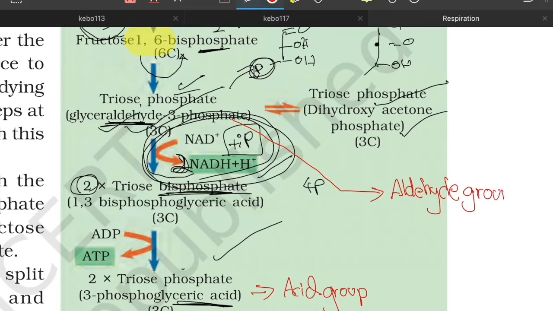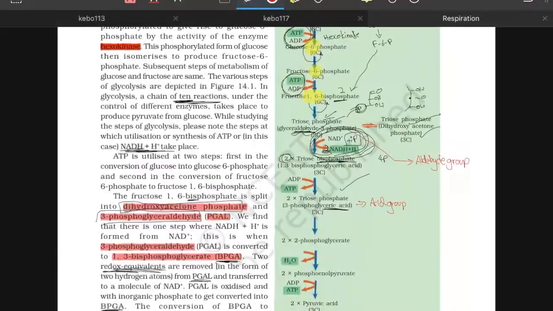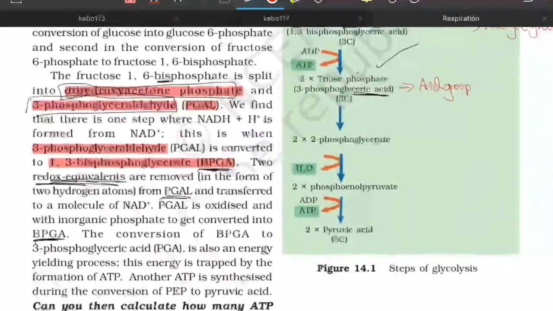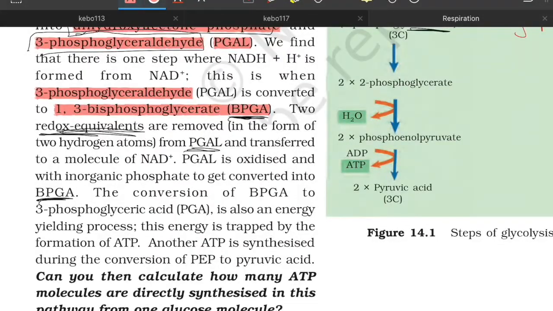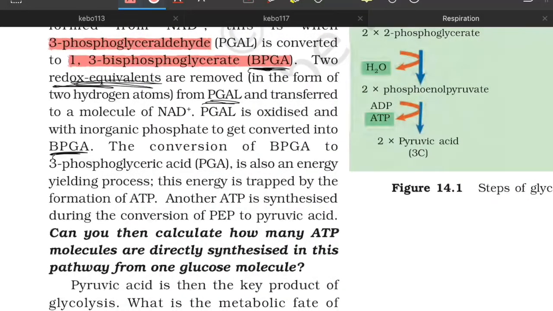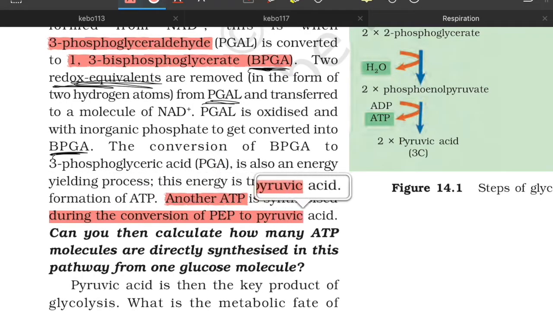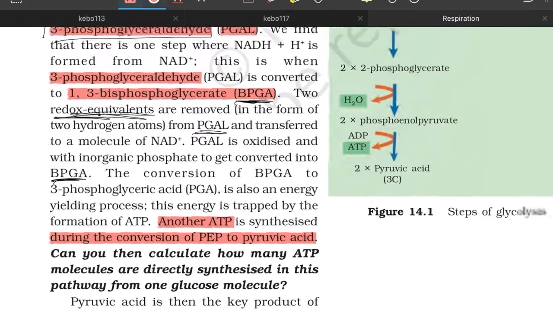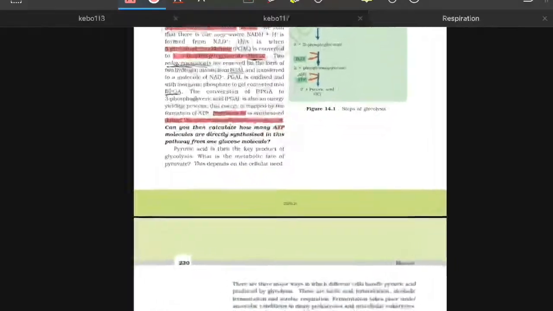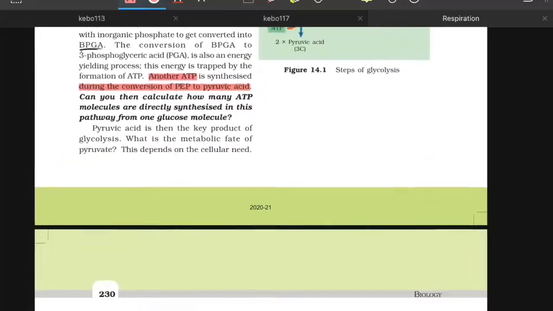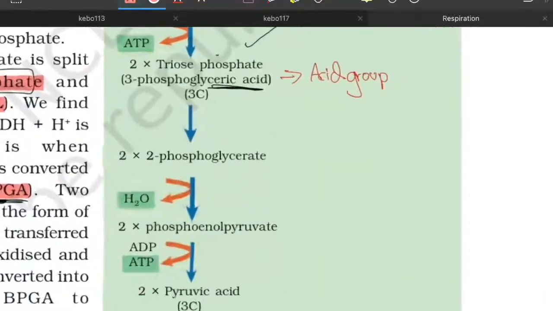This is a follow along video, so please mark it in your NCERT. Please underline whatever important points I'm telling you. The conversion of BPGA into 3-phosphoglyceric acid is also an energy yielding process. This energy is trapped for forming ATP, another ATP synthesized. When is the next ATP synthesized? During the conversion of PEP, phosphoenolpyruvate, into pyruvic acid. After that, they have not told anything in the statements, so we will go to the graph and again study the graph.